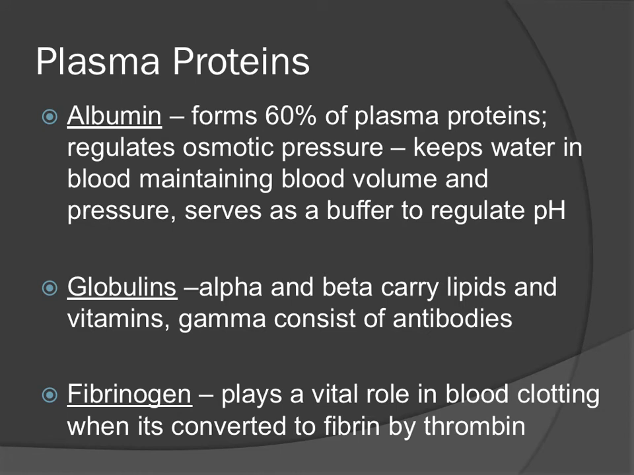Some of the plasma proteins: albumin forms 60% of plasma proteins, regulates osmotic pressure, keeps water in the blood, maintaining blood volume and pressure, and serves as a buffer to regulate pH. Globulins, alpha and beta, carry lipids and vitamins. Gamma consists of antibodies. Fibrinogen plays a vital role in blood clotting when it's converted to fibrin by thrombin.